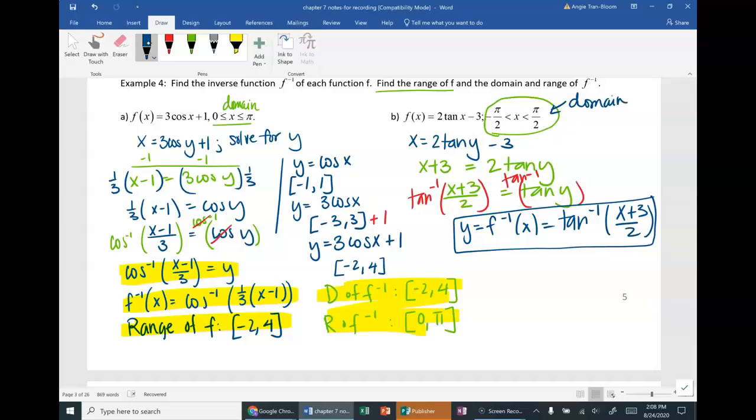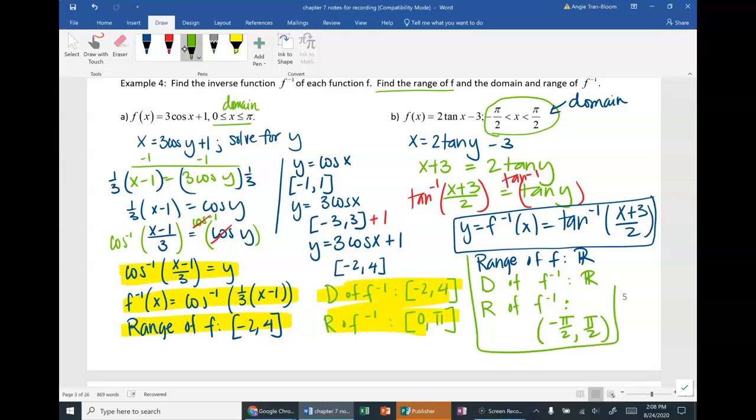Remember, the graph of tangent goes up and down forever, so the range of f is going to be all real numbers. You can write from -infinity to infinity. That leads me to the domain of f inverse, which is going to be easy since we have already found or been given the domain and range of the regular. So the domain of f inverse is the range of the regular, which is all reals. The range of f inverse is the domain of the regular, which was provided for us, -pi/2 all the way to pi/2, non-inclusive. Box that up.